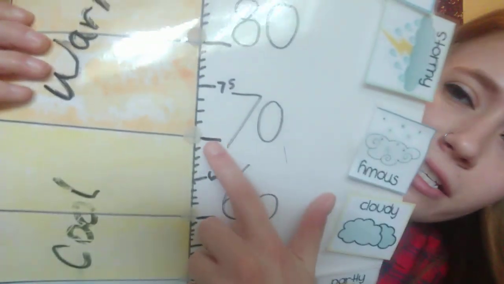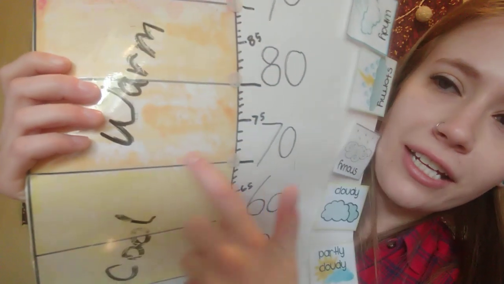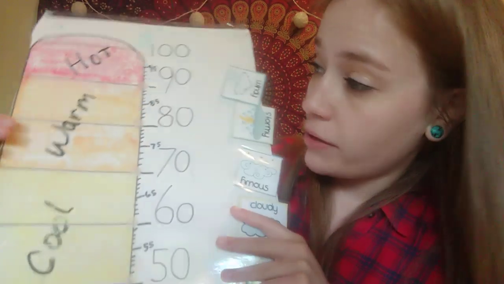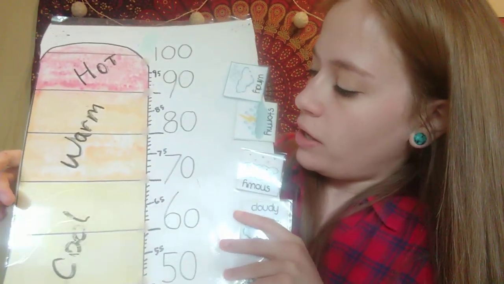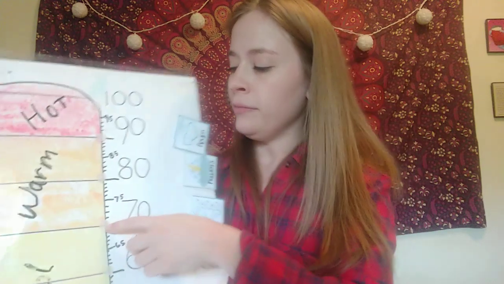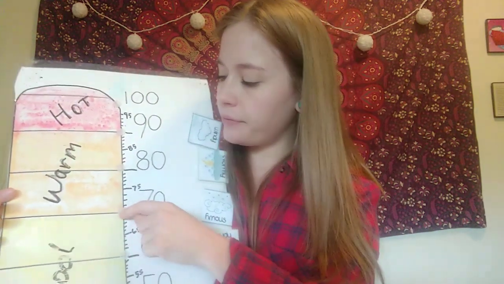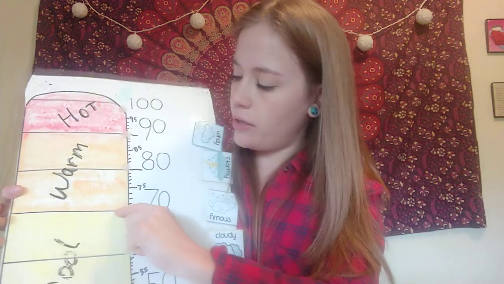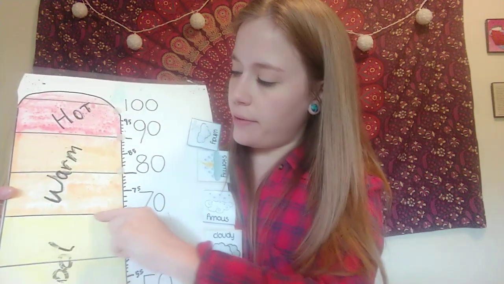All right, so here is that 70 line, and oh, look at this. Look at where 70 is. It's right on this line. So it's right on the cusp of being between cool and warm temperatures. So it's like a cool-warm, whichever you think. So right here, right in between.